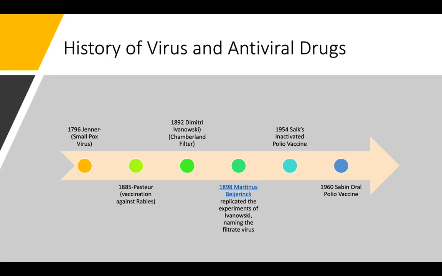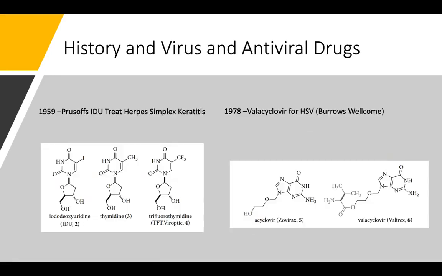There were other antiviral vaccinations that came online as well. In 1954, Salk's inactivated polio vaccine was available, and then Sabin's oral polio vaccine was also available. In addition to vaccinations, there have been some small molecule antiviral drugs that have also helped in the fight against viruses. The first one that we can talk about today is iododeoxyuridine.